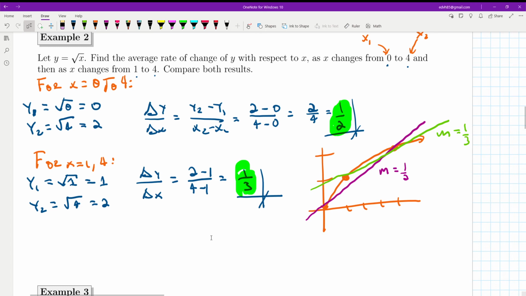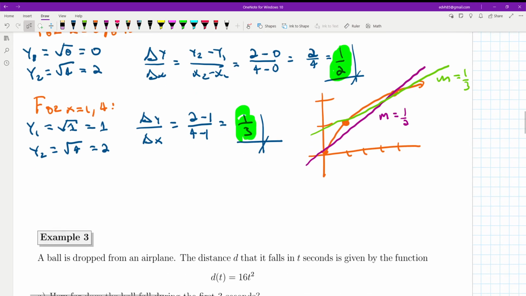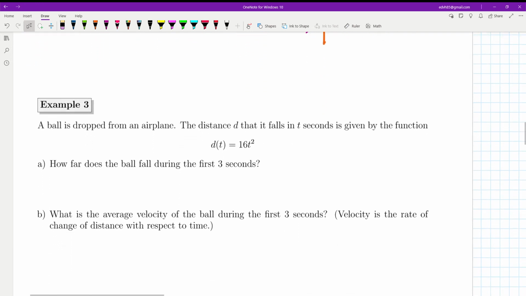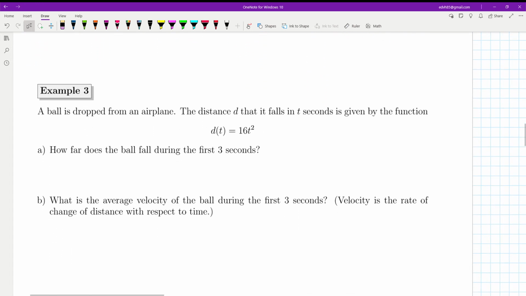All right, so let's do an application dealing with average rate of change. A ball is dropped from an airplane, and the distance d, which by the way, I didn't write it down, this one should be in feet.